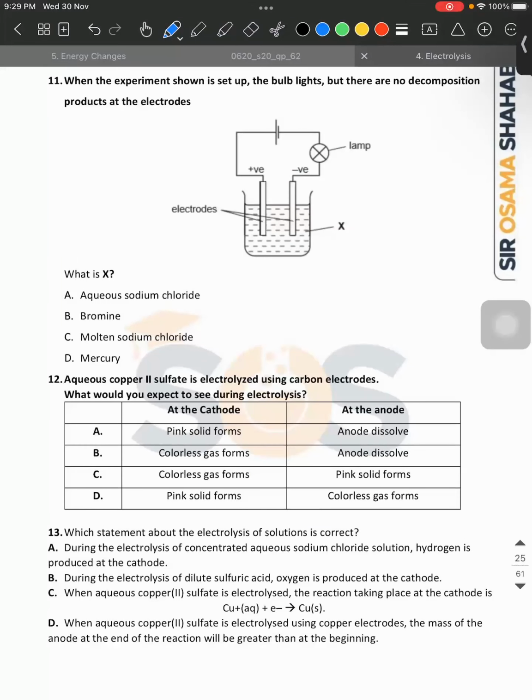When the experiment shown is set up, the bulb lights, but there are no decomposition products at the electrode. What is X? No decomposition products, meaning electrolysis is not happening. Electrolysis is not happening, so it means you have not used an electrolyte, you used a conductor. Okay? So we can see over here in the answer that the only answer is D, right?